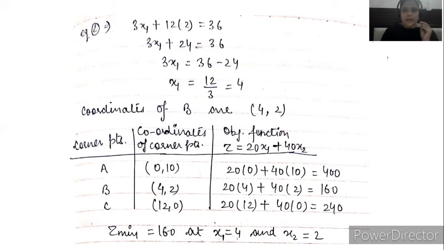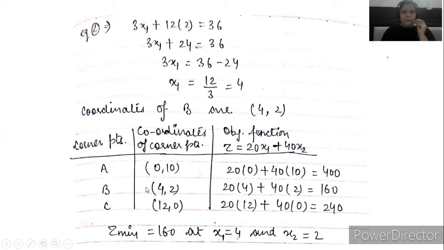Now our objective function is to minimize z, that means 20x1 plus 40x2. For point A, the value of x1 is 0 and the value of x2 is 10. We'll put 0 in place of x1, 10 in place of x2 in the equation 20x1 plus 40x2, thus we obtain the value of z is equal to 404.8.